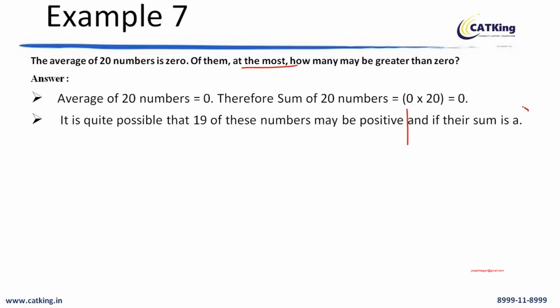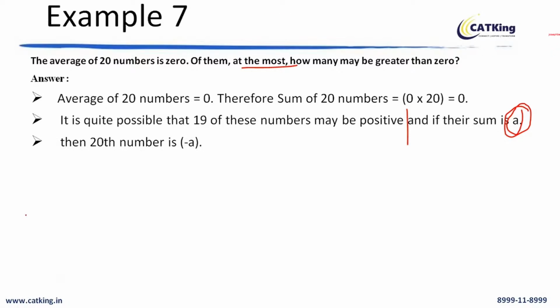मान लो if their sum is a, मान लो the positive numbers का sum है a. Okay, let's say 1, 2, 3, whatever. 19 numbers है which are positive, which are greater than 0. उन सब का addition मिलके आता है a. Okay. So my question is, then the 20th number becomes minus a.